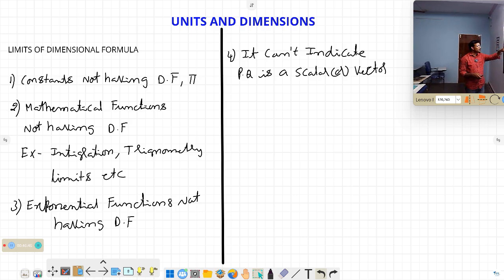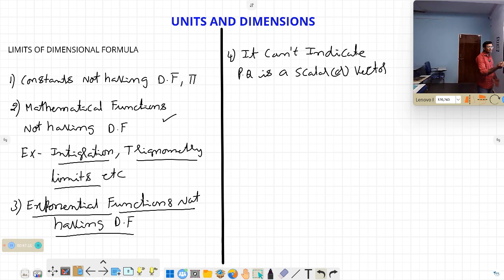Second, mathematical functions do not have a dimension formula. Mathematical functions means integrations, differentiation, logarithms, and limit functions. Whatever functions we are using, we cannot apply the dimension formula to them. So integrations we cannot apply, trigonometry we cannot apply, limits we cannot apply, and logarithms also we cannot apply. Exponential functions also we cannot apply. So these are the limits.